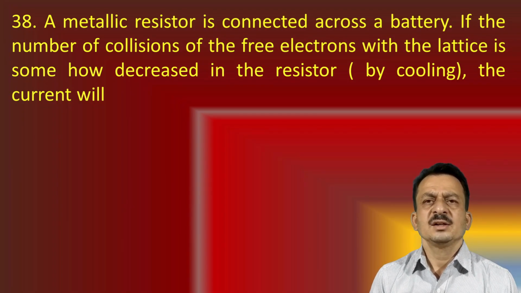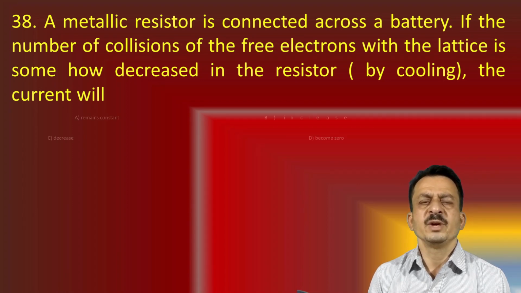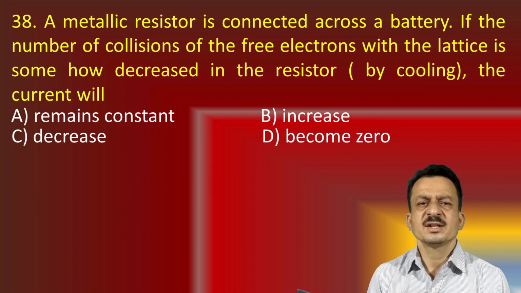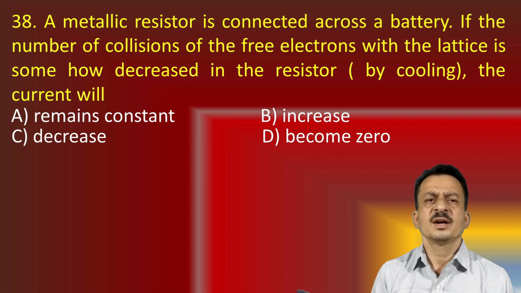A metallic resistor is connected across a battery. If the number of collisions of the free electrons with the lattice is somehow decreased in the resistor by cooling, the current will be A remains constant, B increases, C decreases, D becomes 0. Now here in this case a resistor is given. Now its number of collisions are decreasing.